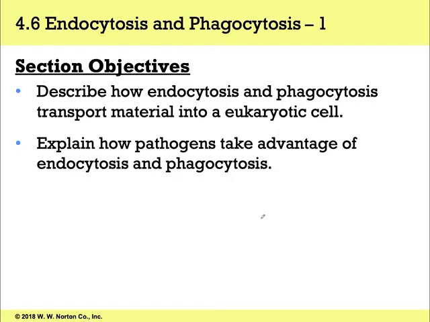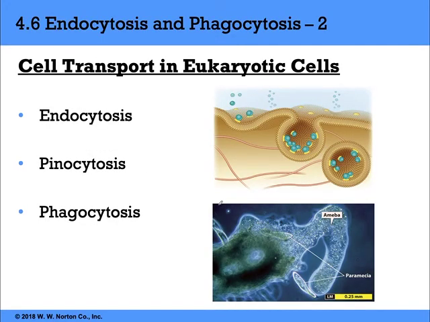Okay, we'll talk about vesicle transport and how pathogens take advantage of vesicle transport. There are three types of vesicle transport, really more than three types, but three major types: endocytosis, pinocytosis, phagocytosis, and then a blanket term that covers both pino- and phagocytosis, called endocytosis, and the opposite of that process, which is called exocytosis.